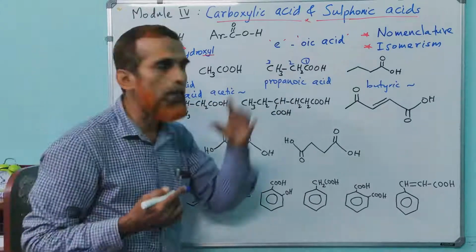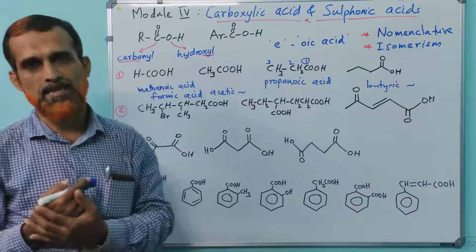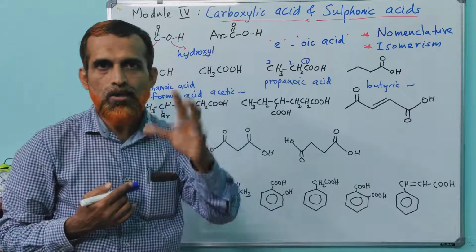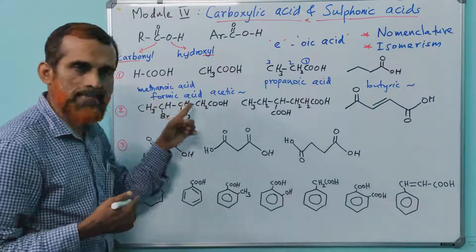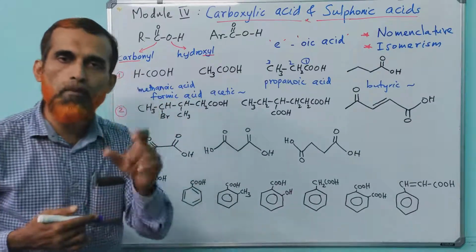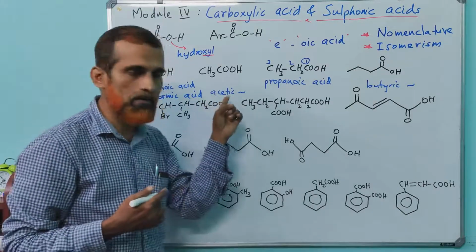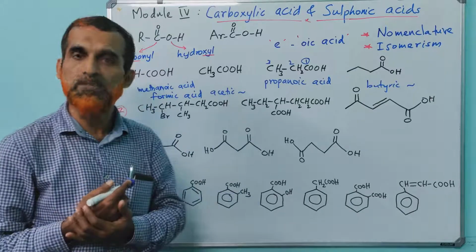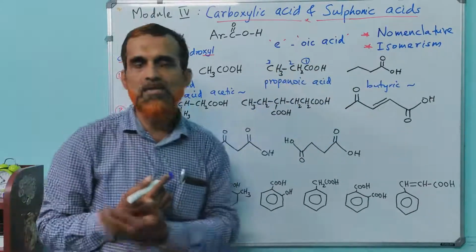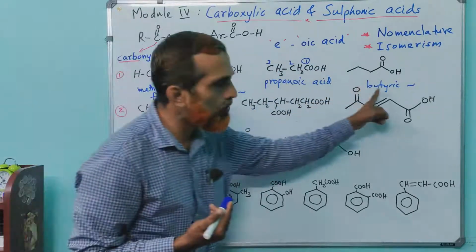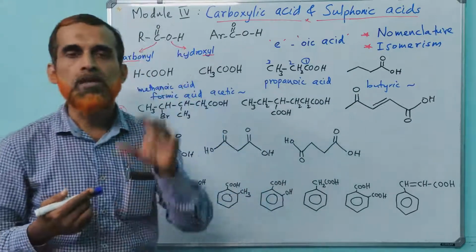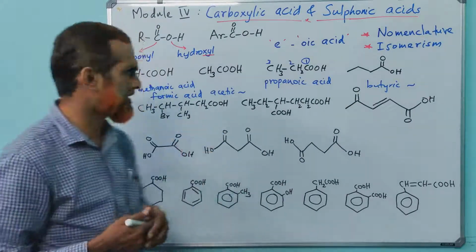And these common names have some meaning in them. They are related to their origin. As you know, formic acid comes from formica, red ant. Acetic acid comes from acetum, meaning vinegar. Butyric acid from butyrum, which means butter, like that.